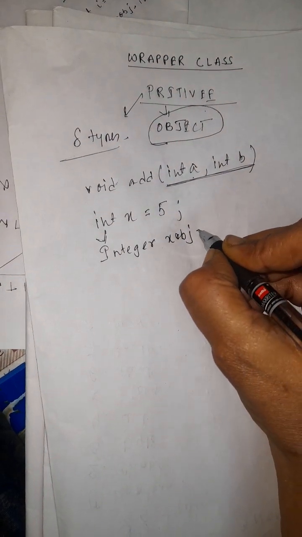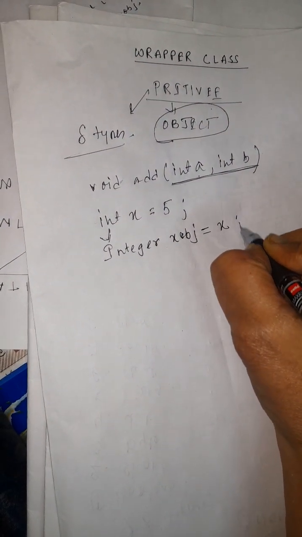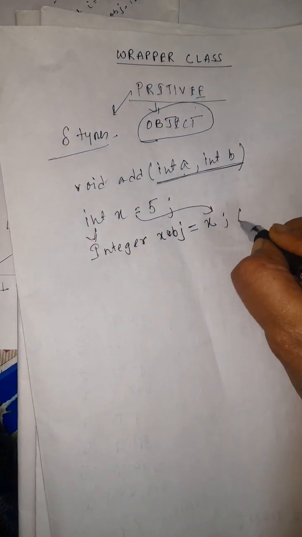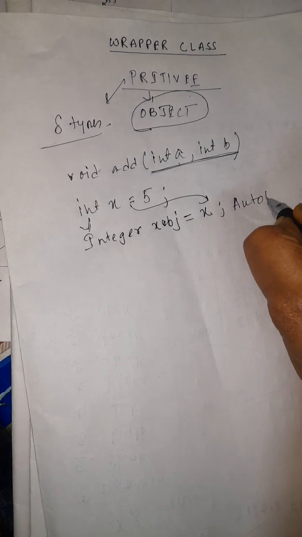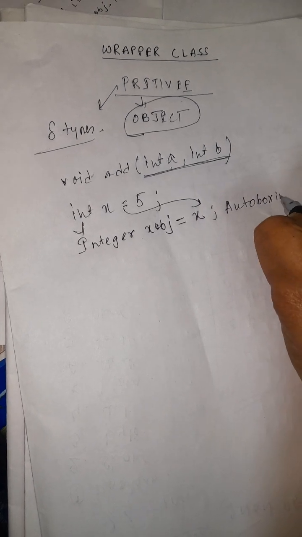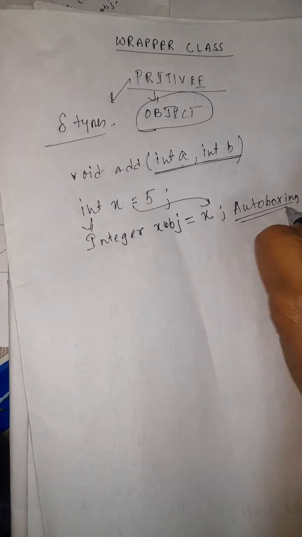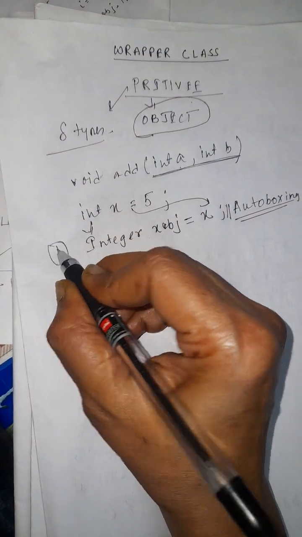How can you convert it? Directly you can store the normal integer type of variable. This one is known as autoboxing. It's very important, that one is known as autoboxing. Clear? This is one procedure. You can convert it like this.